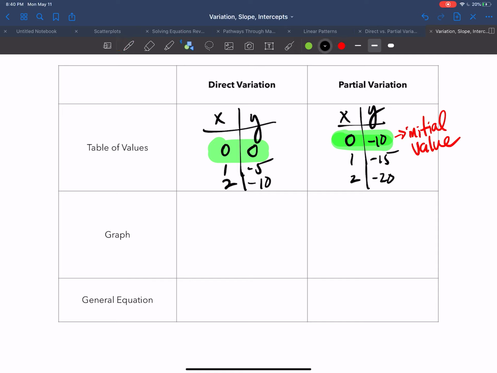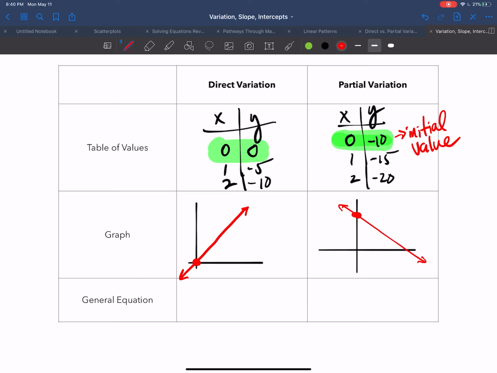And if we're looking at the graph, because it has the point 0, 0, direct variation would go through that point, whereas partial variation would not. It would start somewhere else. It doesn't necessarily have to be going up or down or positive or negative, just not through 0, 0. So that would be partial variation.